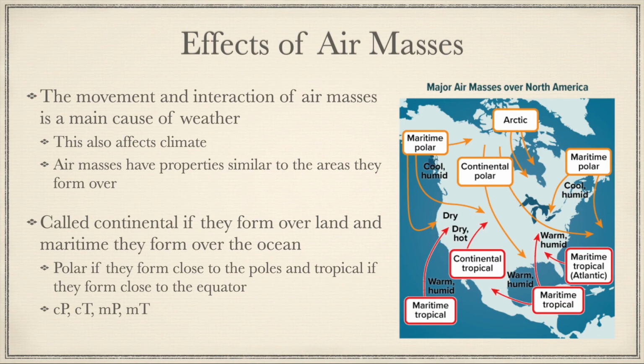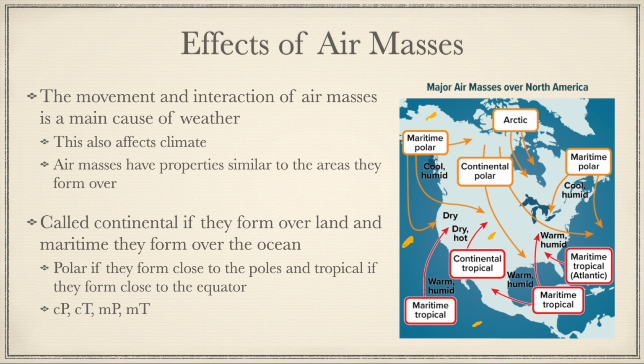And the effects of air masses. So the movement and interaction of air masses is our main cause of weather. So air masses collide with each other, and we get weather from that. This also affects our climate. Now, air masses have properties similar to the areas they form over. Okay, so if they form over water, they're going to have damp air. If they form over land, they're going to have drier air. If they form further north, they're going to be colder. If they form closer to the equator, they're going to be warmer.